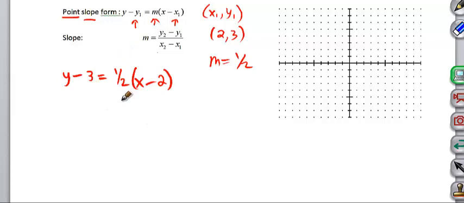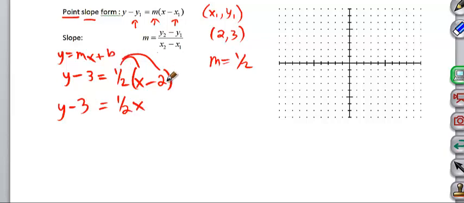This is technically the equation of a line, but we usually want to put them in y equals mx plus b, the slope-intercept form, because that's the way we usually have our equations. So from here, all we gotta do is solve for y. So we distribute the half in, and we get y minus 3 equals 1/2 times x is just a half x, and a half of 2 is 1. The last thing we gotta do is move the 3 over to the other side, so plus 3, plus 3. So y equals 1/2 x plus 2.